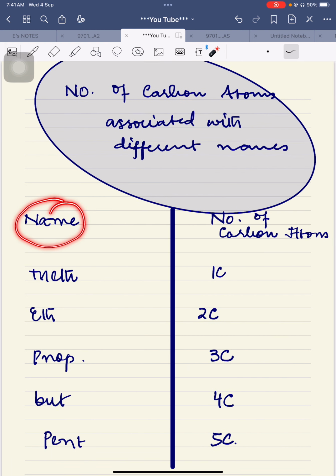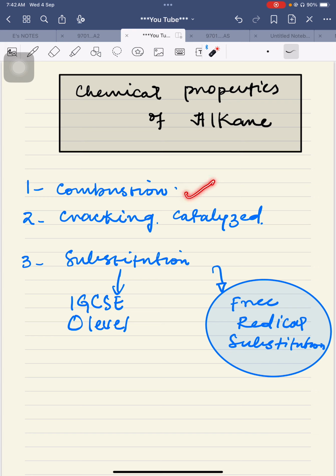They all have carbon-carbon single covalent bonds. This was the exceptional case in this. Here is the general formula, and how to derive the formula from the general formula. So these are the physical properties of the alkanes. Then we move to the chemical properties of the alkanes. We are done with combustion, cracking, and free radical substitution. I have told you that we will teach you that in AS level. Catalyzed cracking, that is the catalyzed cracking, and substitution here.